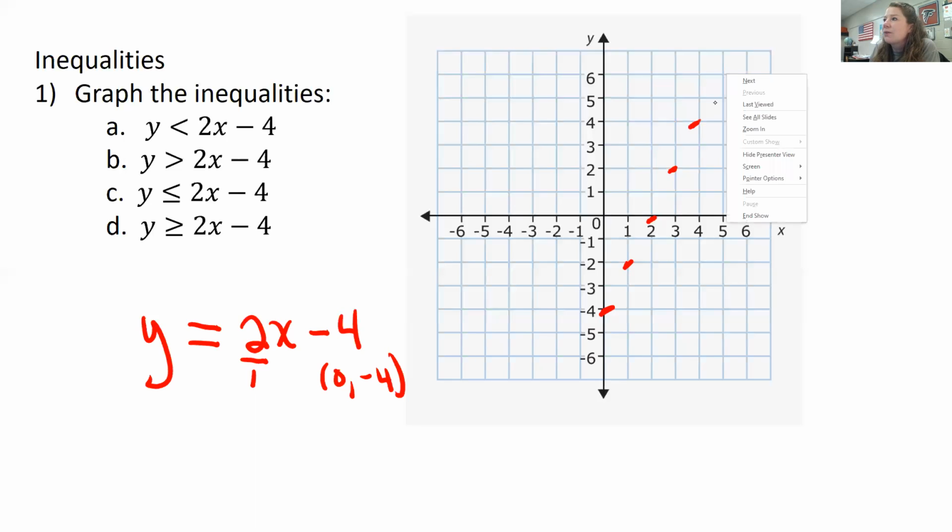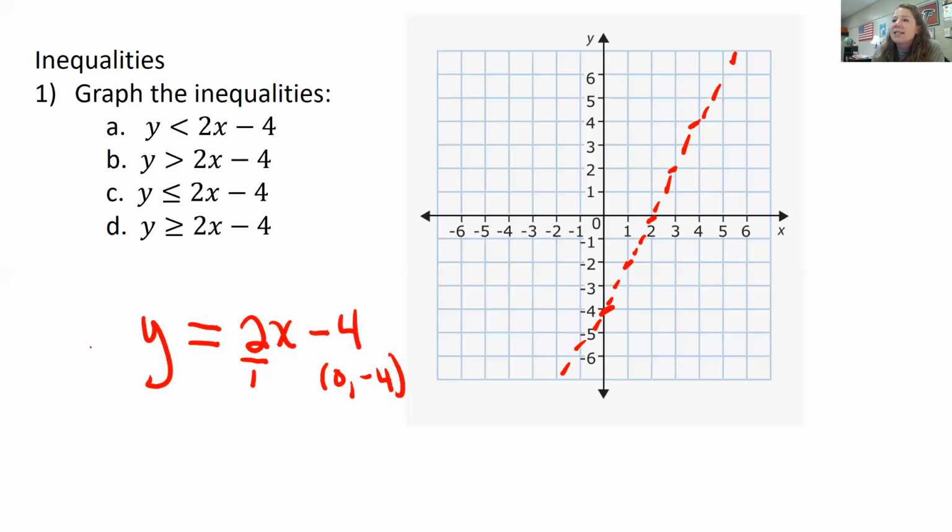Now we're starting to get into the differences. Instead of automatically making a straight line connecting all those dots, I have to look at that inequality sign. If it's just less than or just greater than, I'm going to do a dotted line. If it is greater than or equal to or less than or equal to, that's when I do my solid line. So I have graphed letter A, and I'm almost done.